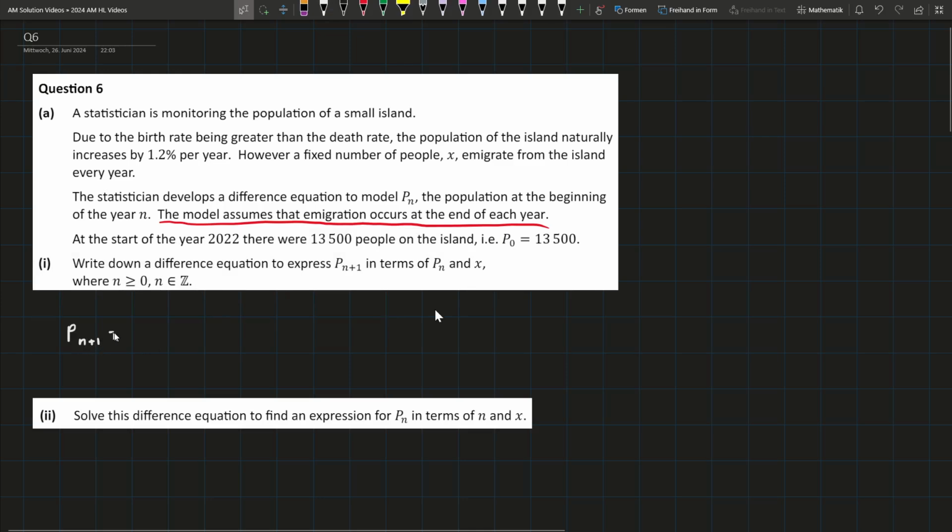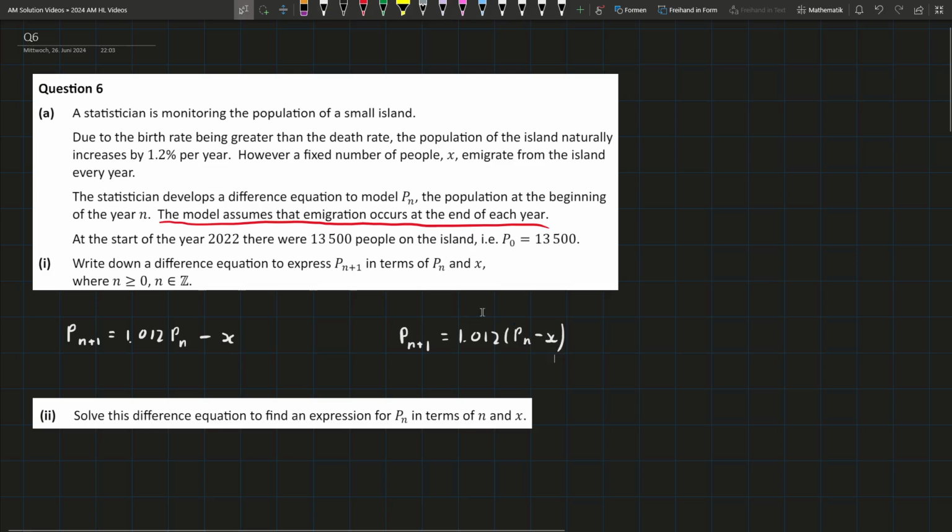The population in the next year will be 1.012 times the population of the previous year minus how many people emigrated, which is X. So that's 1 plus the 1.2% increase, minus how many emigrate. The reason this is important is because if it didn't say that, which it didn't last year, now it wasn't exactly the same, but it was similar, you could have written something like this and it would have been equally valid.